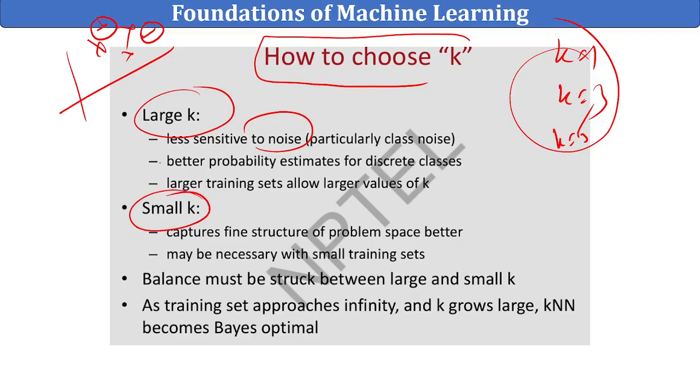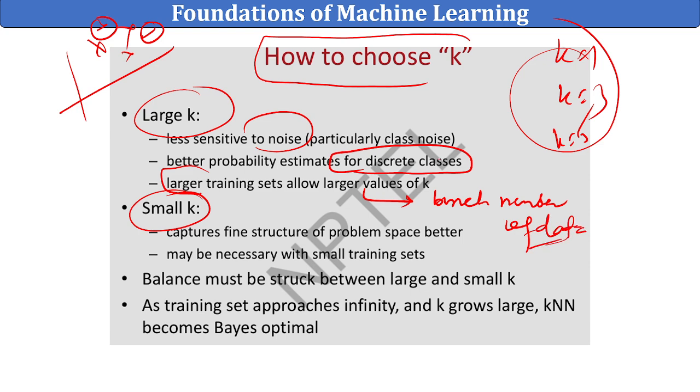small k value. We get better probability estimates for discrete classes, like when classes are already well separable. Then if we have a larger training set, a bunch of data, in that case we can go for a large value of k. If we need to capture the fine structure of the problem space better, like when there is some complexity or complications, we can go with a small k. It may be necessary with small training sets.